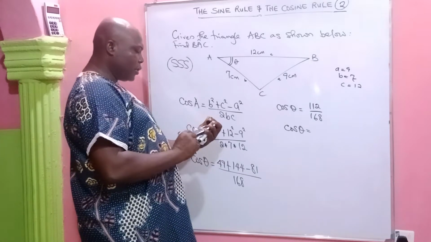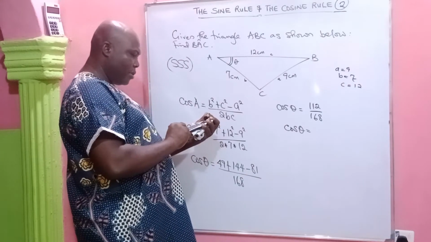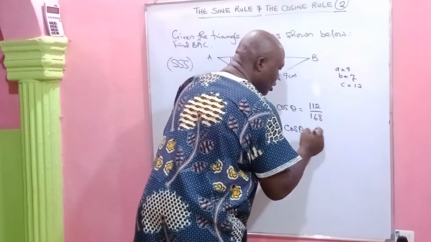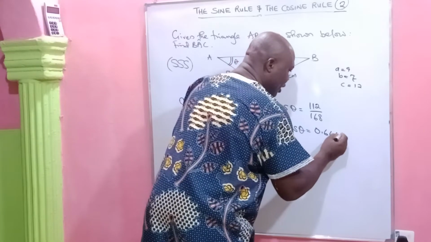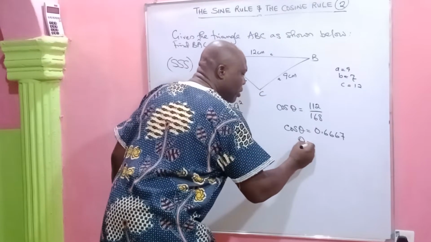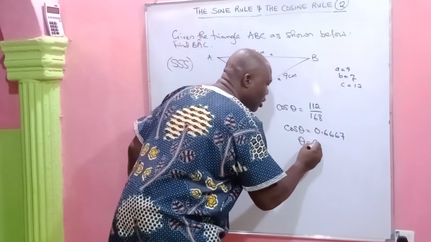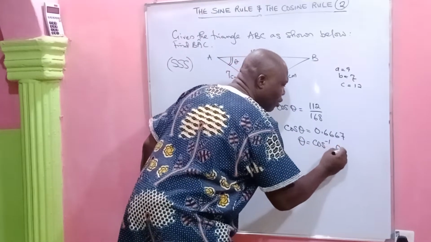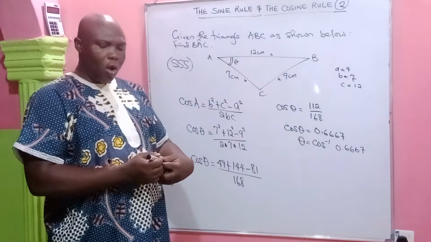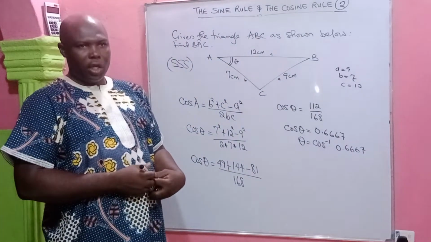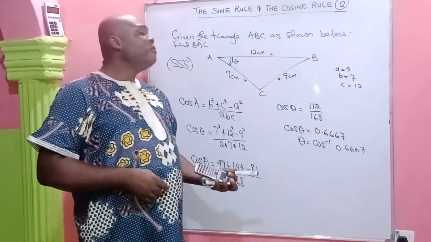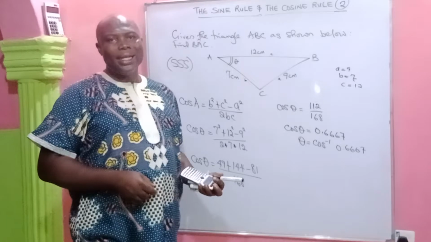So that will give us 0.6667 to 4 decimal places. So our theta now will be, this cos crosses to become the arc cos of 0.6667. That's the inverse of the cos. That's what it means, the inverse of the cos of 0.6667, which some people call the arccos.